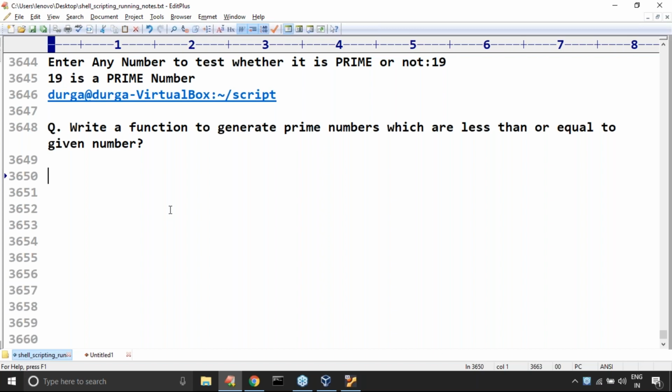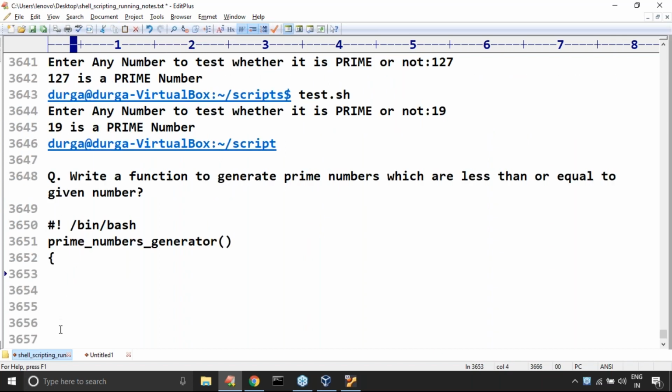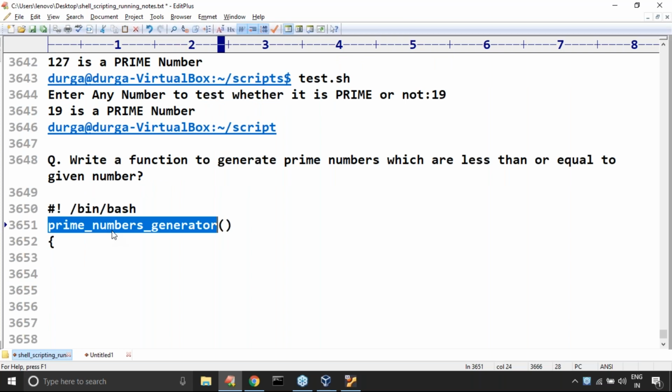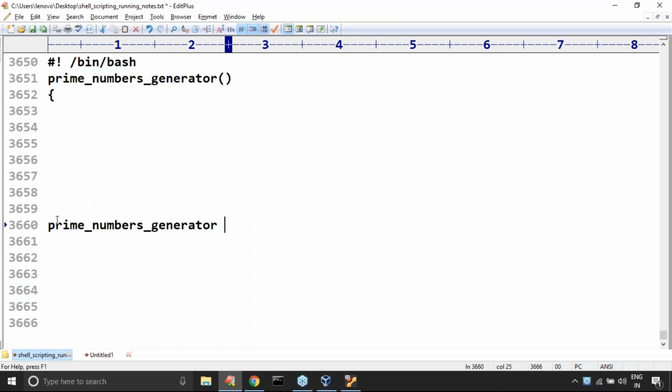Okay, what I have to do is very simple, sir. Just have a look once. Here I'm taking the shebang, /bin/bash. Next, my requirement is a prime numbers generator. I'm taking one function, prime numbers generator, and here suppose I'm taking prime numbers generator of 100.